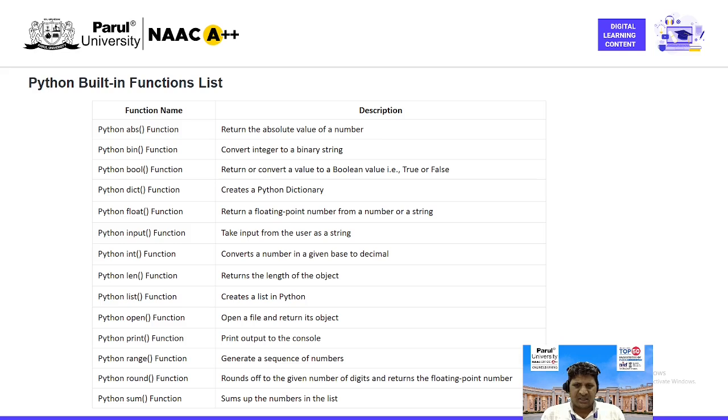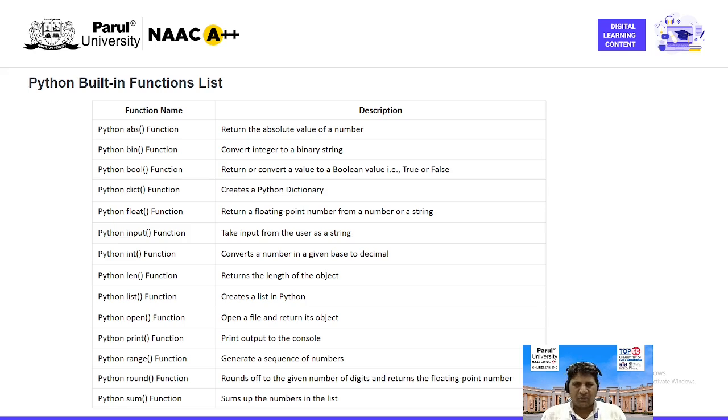Python float function returns a floating point number from a number or a string. Suppose you want to convert an integer number, without a decimal part, into a floating point number. If you want to convert it into real numbers, you can use the float function.